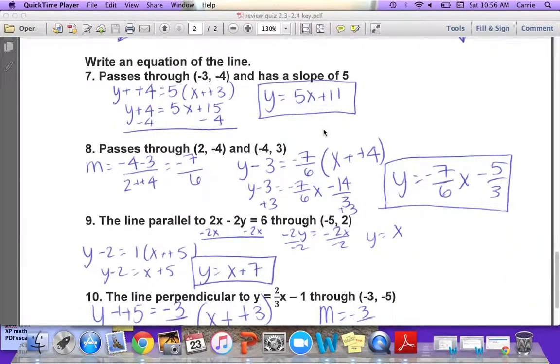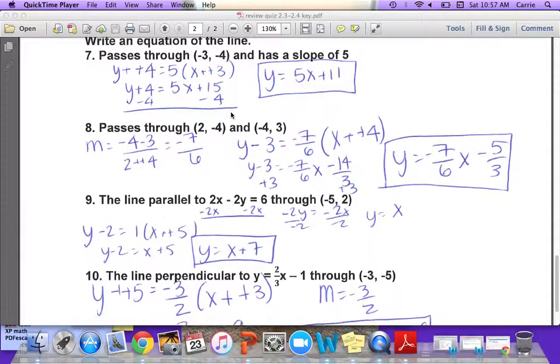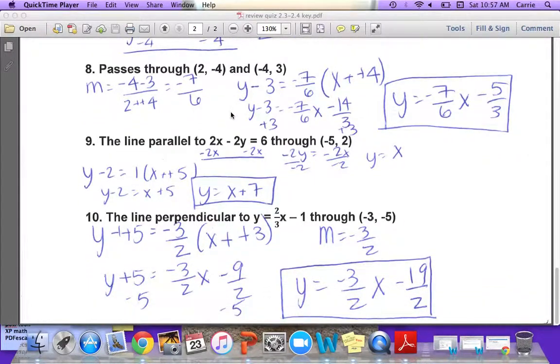In the rest of the problems, we have to write an equation of a line. For number 7, we're given a point and we're given its slope, so we plug it into point-slope form. Don't forget to distribute through. If you have minus and minus, that becomes plus. Get y by itself.